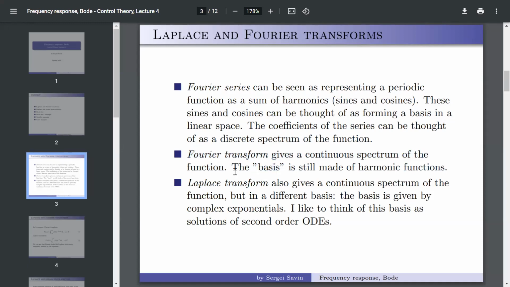Now, Laplace transform, as I said again before, also gives a continuous spectrum, but in a different basis. It is in terms of complex exponentials. You can think about it as solutions to second order ODEs.